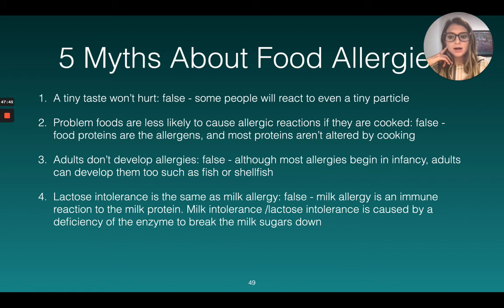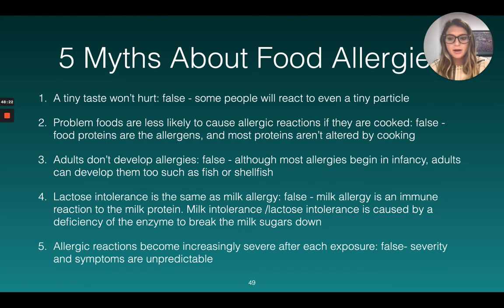Number 4, lactose intolerance is the same as a milk allergy, so this is false. Milk allergy is an immune response to the milk protein, whereas lactose intolerance is caused by a deficiency in the enzyme that breaks down milk sugar, or lactose. So milk allergy causes an immune response from the milk protein, and lactose intolerance is just the digestive tract reacting to the inability to break down lactose. So 2 different responses, 2 different causes.